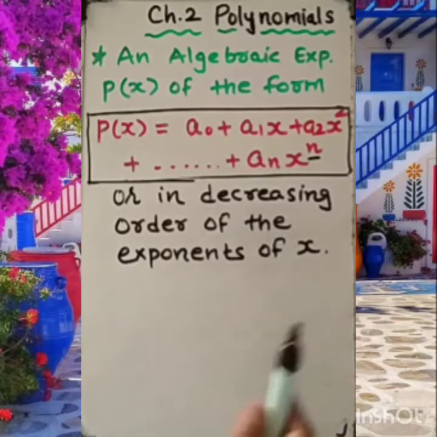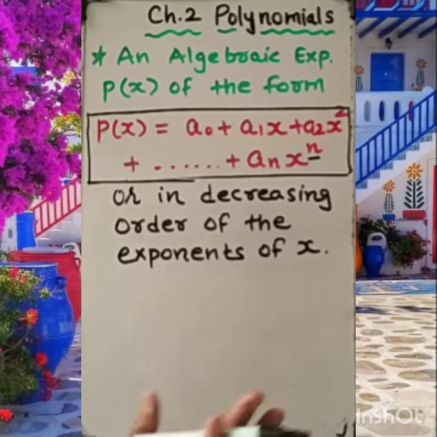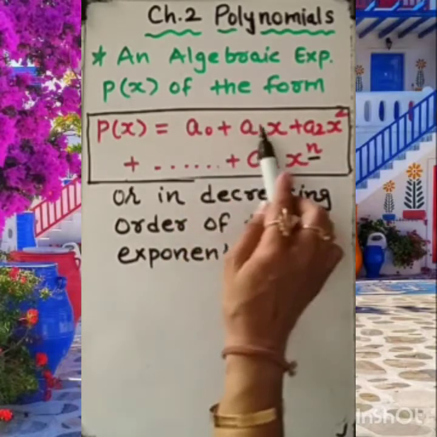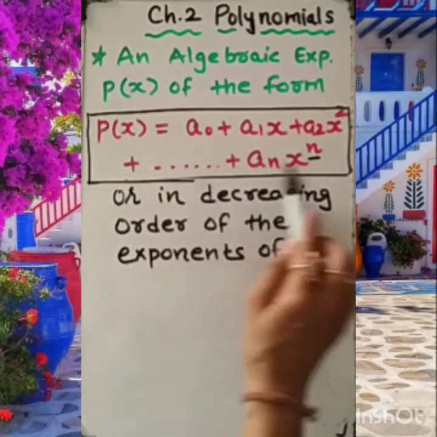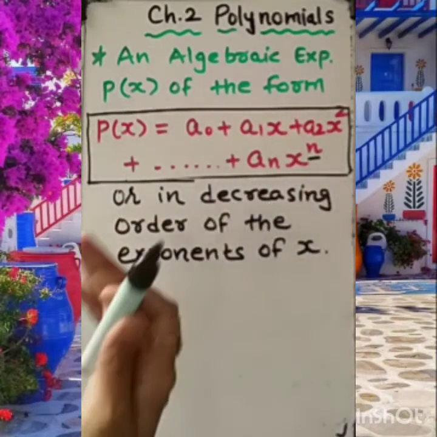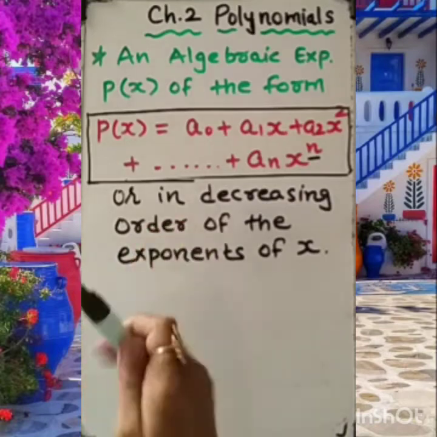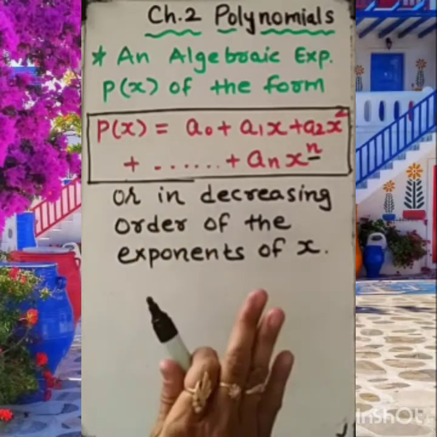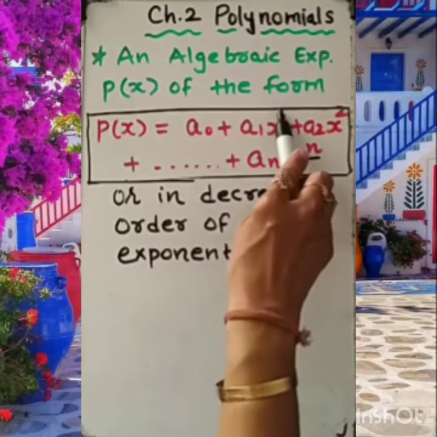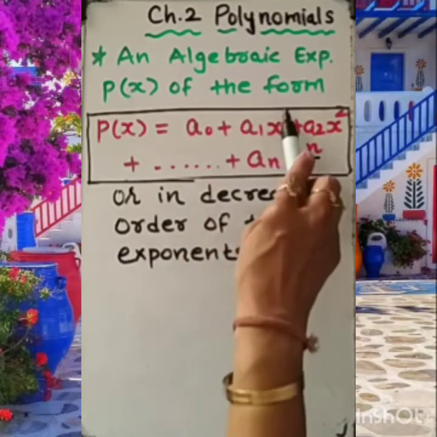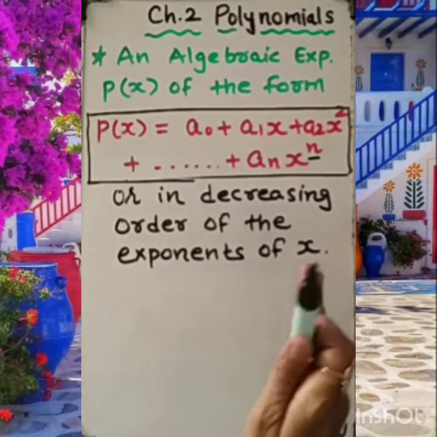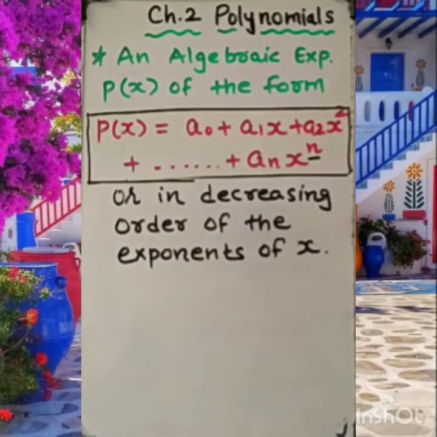It means that whatever terms you can see here must be written in increasing order, meaning their power should increase, or they must be in decreasing order of the exponent. The exponent of what? The exponent of x, the power of x. According to that, we need to arrange them. Then only we can say they are in standard form.